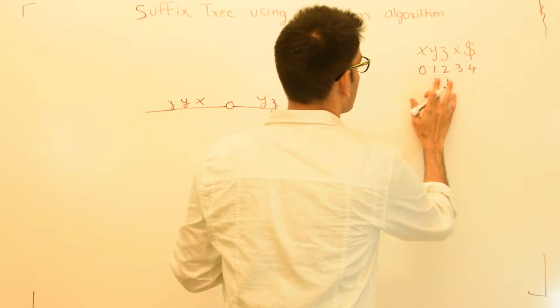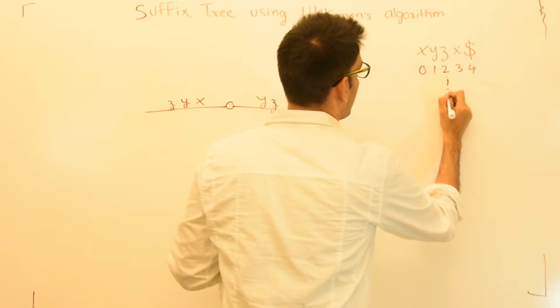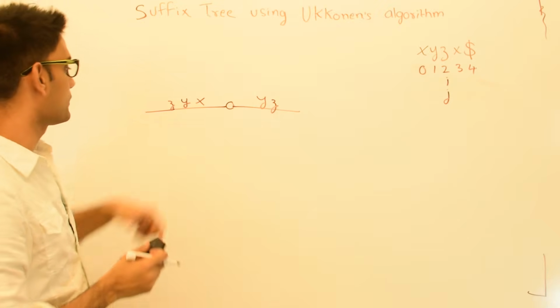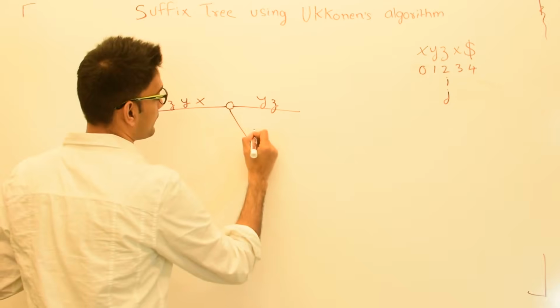And then my j becomes 2. And we check is there a path from root with z label. There is none. So we create one, z.